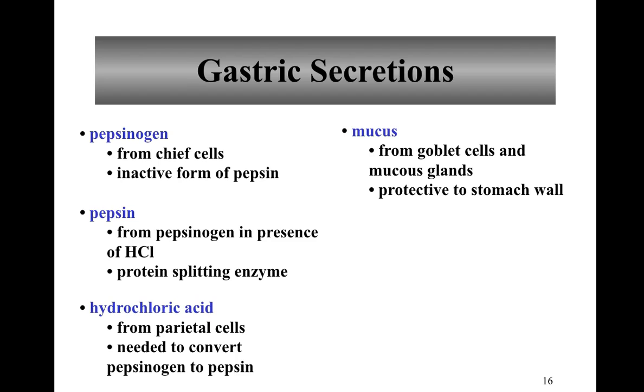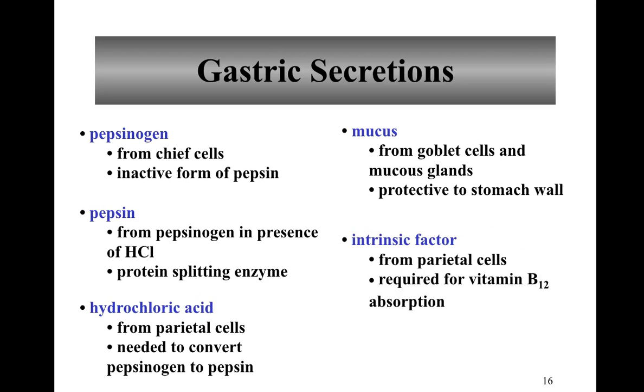Mucus is produced from the goblet cells and the mucus glands, and it protects the lining of the stomach from the acid and the enzymes produced in the stomach. Intrinsic factor is also produced by the parietal cells, and it's required in order for us to absorb vitamin B12 from our food.